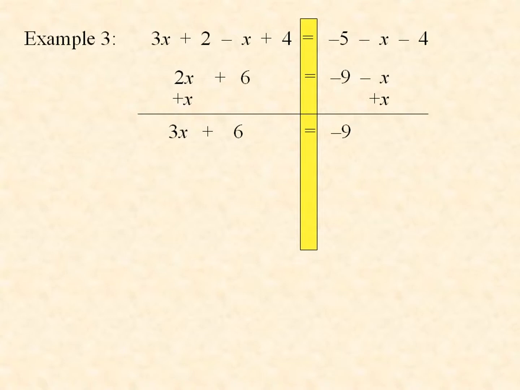Now we can begin to isolate x on the left side. It's multiplied by 3 and 6 is added. We undo the addition of 6 first by adding negative 6 to both sides. That leaves us 3x is negative 15. Now we undo the multiplication by 3 by dividing by 3. And that leaves us x is negative 5.